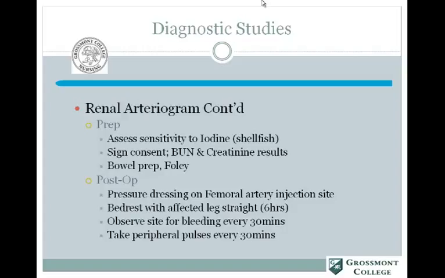So again, we have the dye, assess for an allergy, going to do the consent, going to have the blood and creatinine on the chart. Post-op, whenever we're going into the femoral artery, that is a large vessel. So what do you think is going to be the big precaution? Bleeding. Yeah, so we need a pressure dressing on there, and then it's going to need to be assessed very frequently to make sure that there isn't any bleeding there.